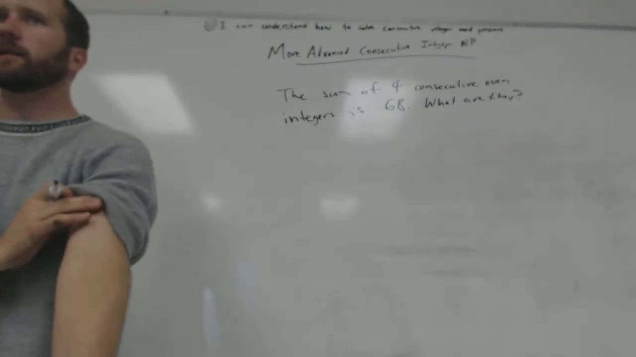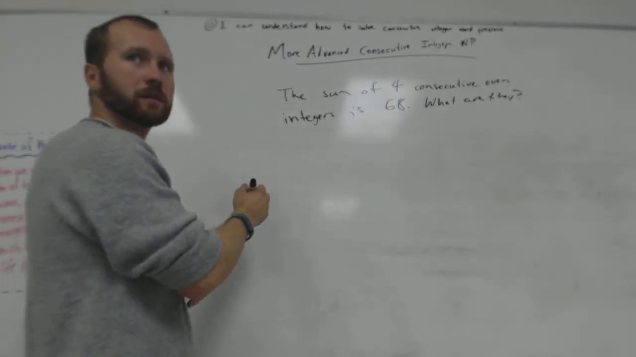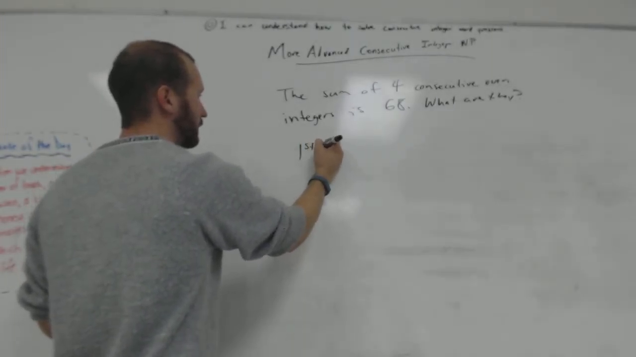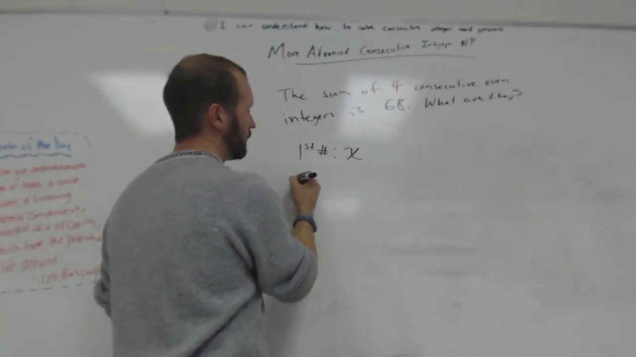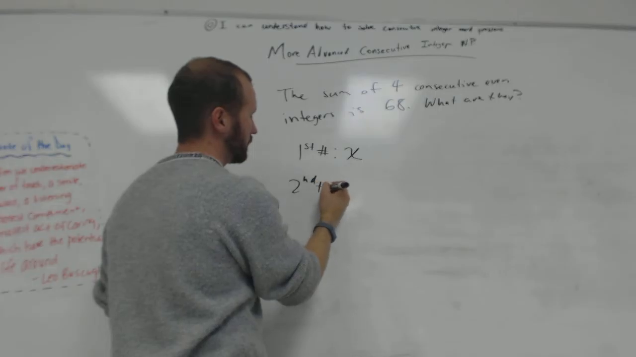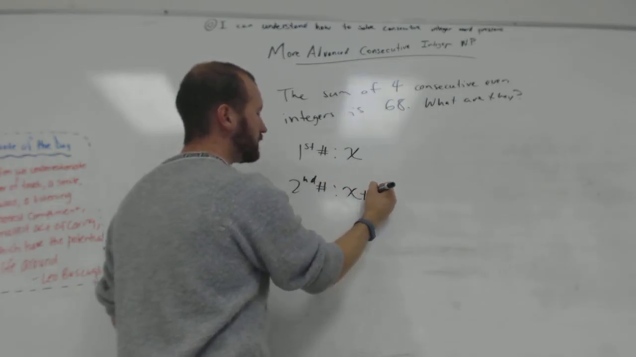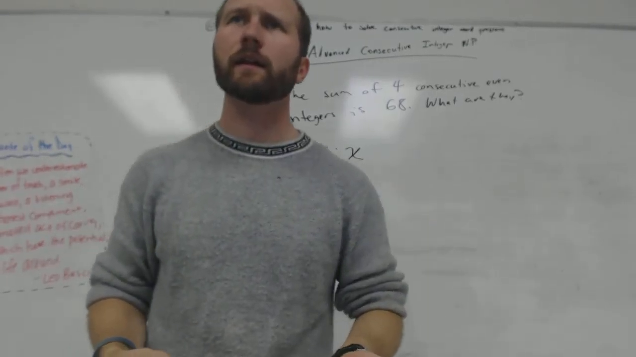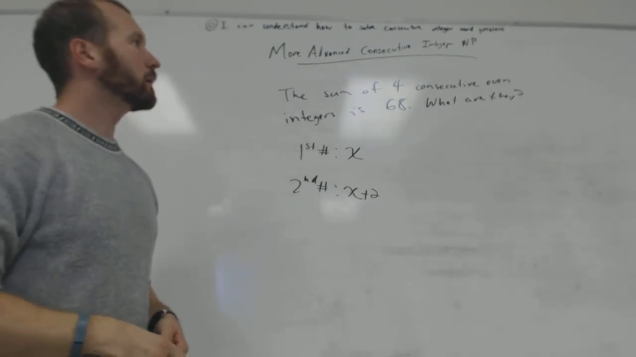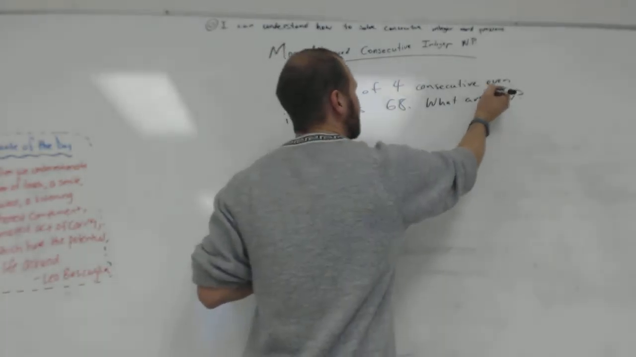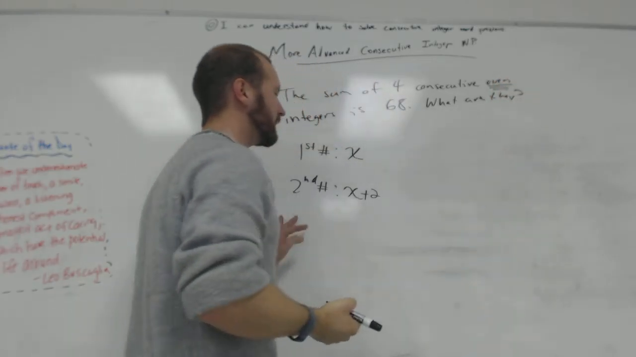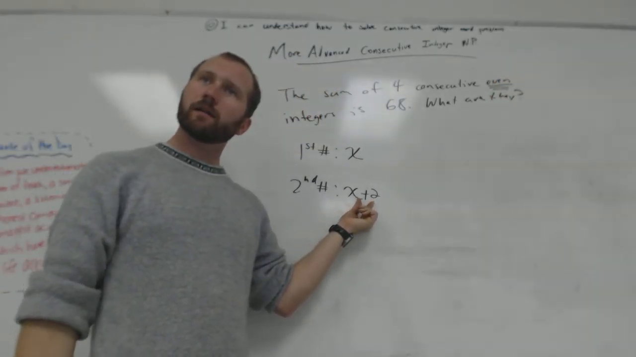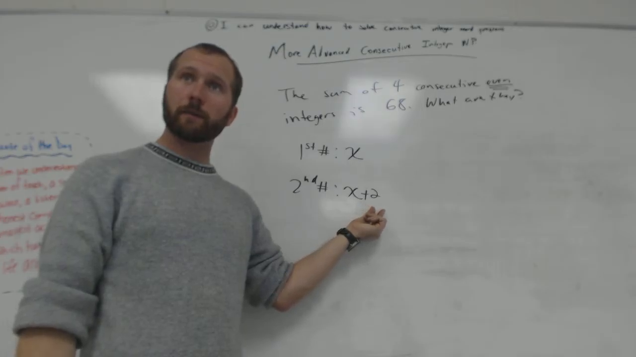Can you wait until we finish? First number, x. Second number, x plus 2. How did you know it was x plus 2 and not x plus 1? Because it says even. Whenever it says even or odd, the numbers are 2 away.